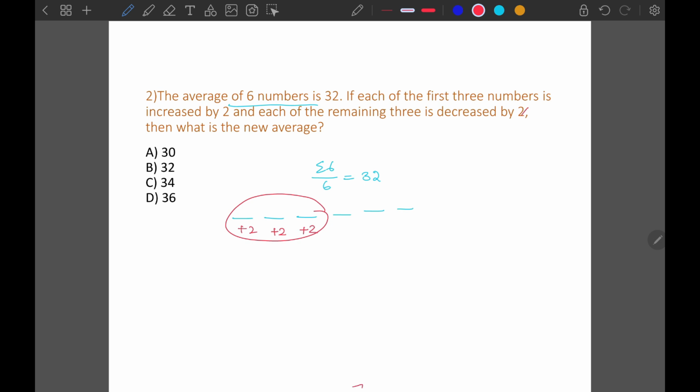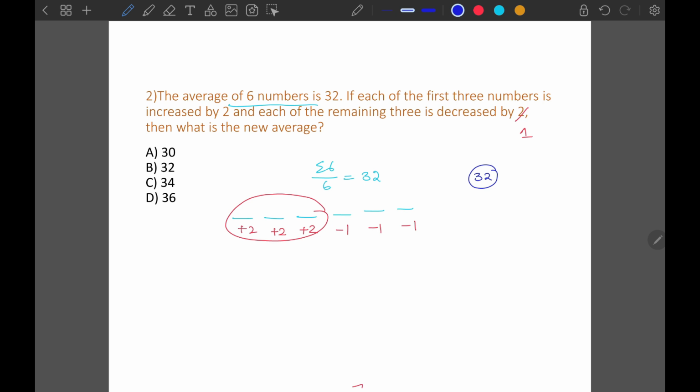And the remaining 3 are decreased by 1. So, minus 1, minus 1, minus 1. So, what is the new average? See, first, initially our average is 32.